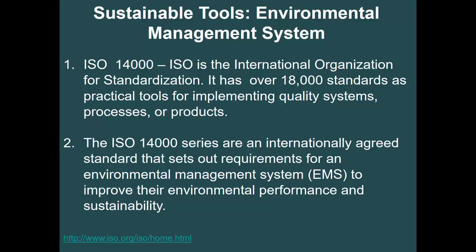They have a 9000 series which deals with total quality management. They have numerous other standards, usually regarding any type of industrial process, laboratory process, standards on how things are tested, all kinds of anything you can imagine. The 14000 series of ISO is an internationally agreed upon standard that sets out requirements for environmental management and improvements of environmental performance for a particular entity. Usually it's a company.